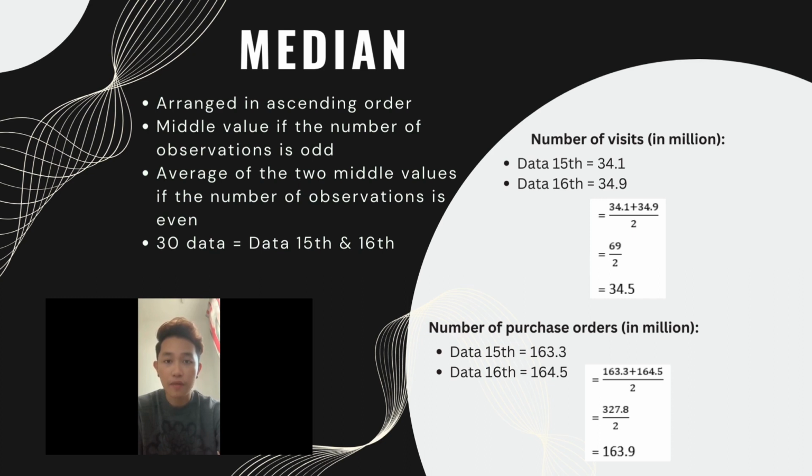As for the number of purchase orders, the data point in 15th position is 163.3 and 164.5 is in the 16th position. Therefore, the median that we will get is 163.9 million.